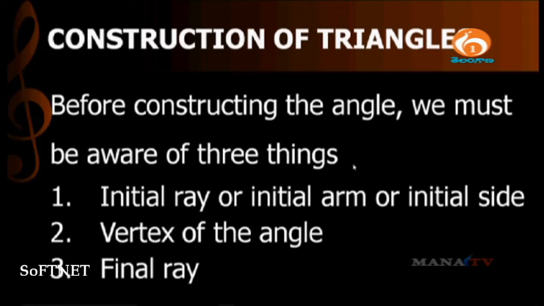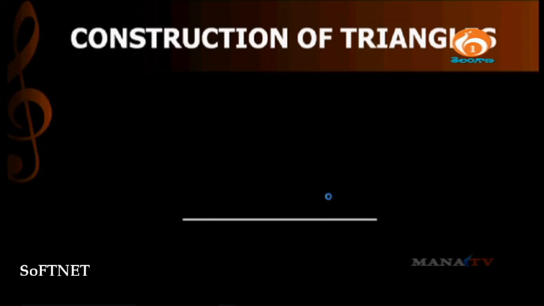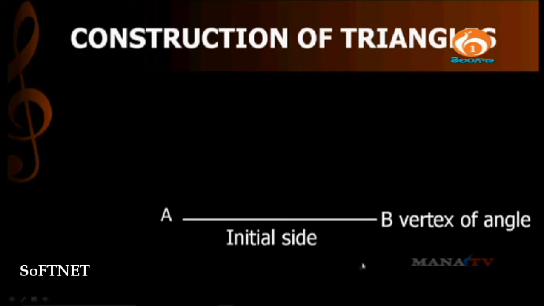Let us know. We have a line segment like this in the beginning. This is one end of the segment. The other end is B. I am taking this as vertex of the angle. Why? Because I have to draw my angle at this point. That's why this is taken as vertex of the angle. Now this is called initial side or initial arm or initial ray. But in this case we have to take initial side. Why? Because it is a line segment. And now this is an angle made. When an angle is made, this ray is called final ray. Therefore, we must be aware of these three terms when we are going to construct an angle.